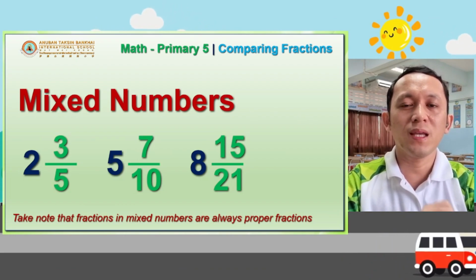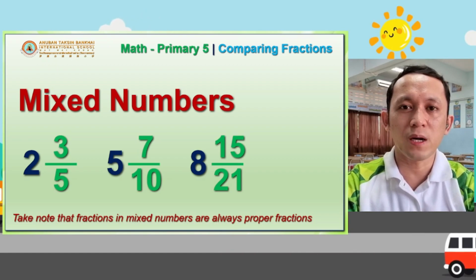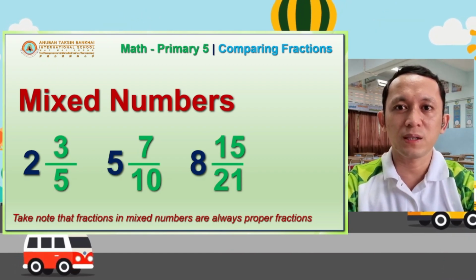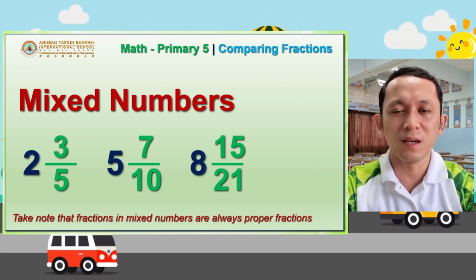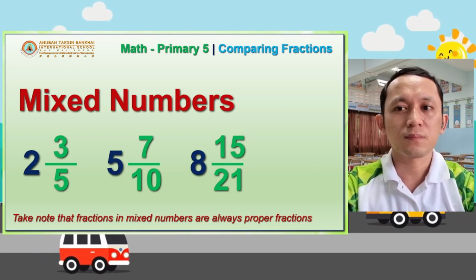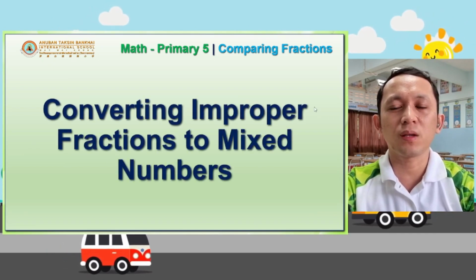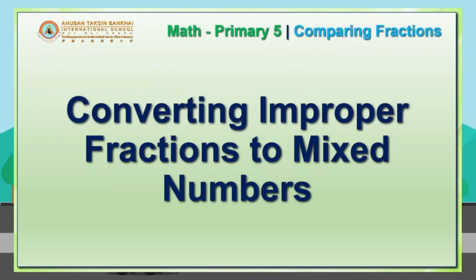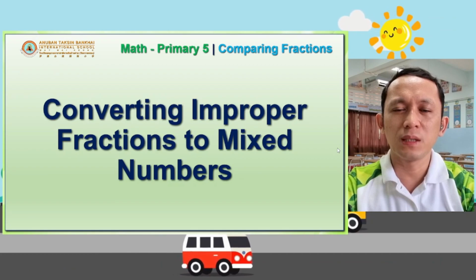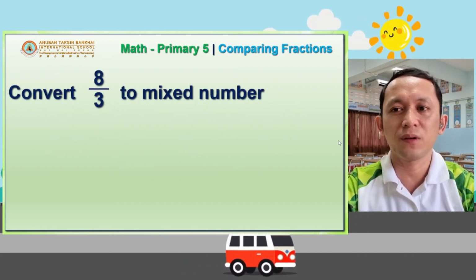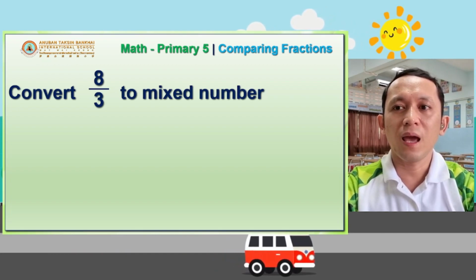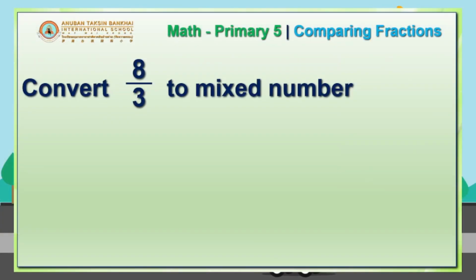Okay, so again, we discussed proper fractions, improper fractions, and mixed numbers. Those are very easy words. Now, let's talk about converting improper fractions to a mixed number. So how do we convert an improper fraction to a mixed number? Let's have an example here. Convert 8 over 3 to a mixed number.